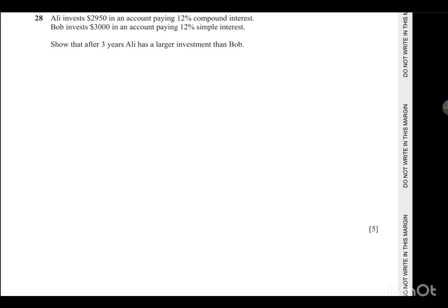Question number 28. Ali invests 2,950 in an account paying 12% compound interest. Bob invests 3,000 in an account paying 12% simple interest. Show that after 3 years, Ali has a larger investment than Bob.